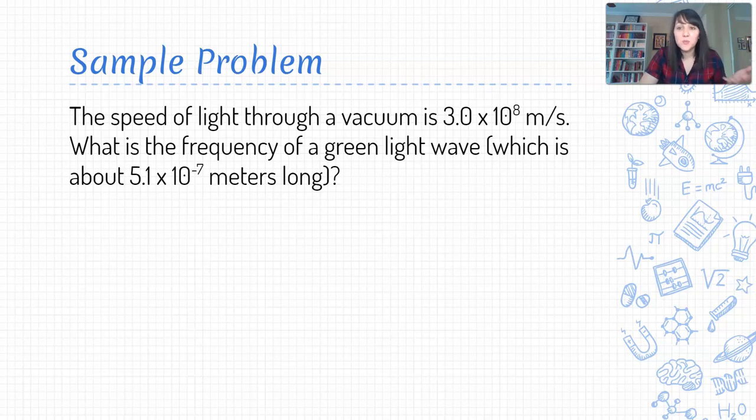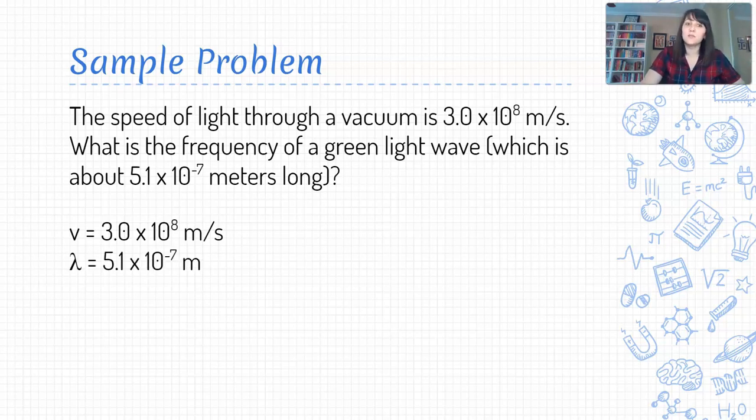So I'll go ahead and use my GUESS method. The information given to me is I know the speed of light is 3 times 10 to the 8th meters per second, and I know that the wave is 5.1 times 10 to the negative 7 meters long, so that's the wavelength, because that's how long the wave is, all right? And we're solving for frequency, okay?